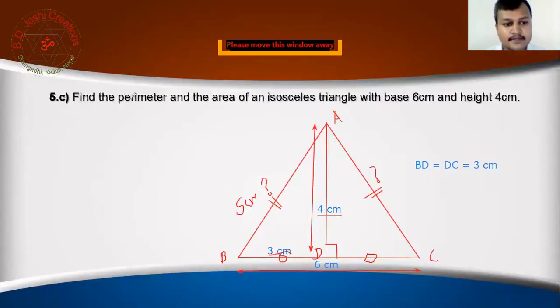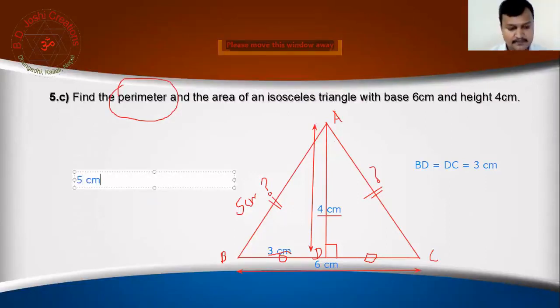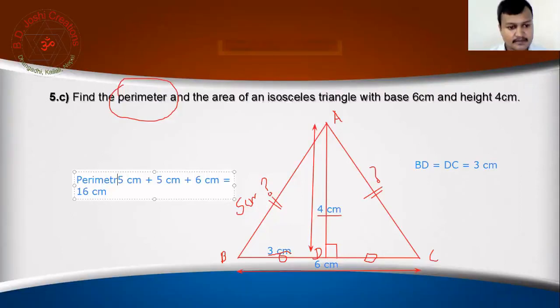Question is, find the perimeter. And perimeter of triangle means sum of all sides, sum of length of all sides. Length of one side is 5 centimeter. Length of another side is also 5 centimeter, and length of third side is 6 centimeter given in question. This 5 centimeter, AB and AC, we found out. Third one BC is 6 centimeter. This is given in question. So in this way, easily we will get its perimeter, that is 16 centimeter. This is the perimeter of the triangle given in question.